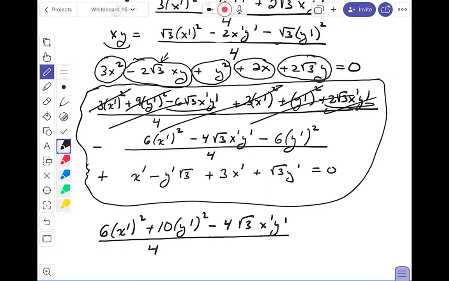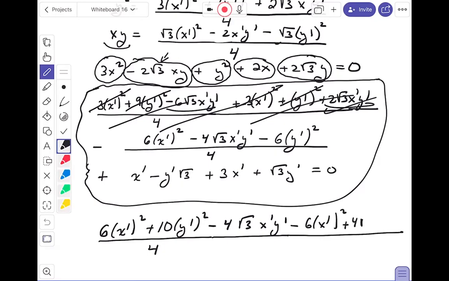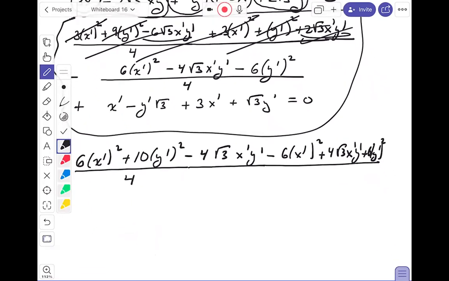And I'm supposed to get a 4 there, right? I'm doing this guy over here now, one at a time. Ready? So minus 6x prime squared plus 4 root 3 x prime y prime plus 6 y prime squared. All right, that's a lot of work, isn't it?